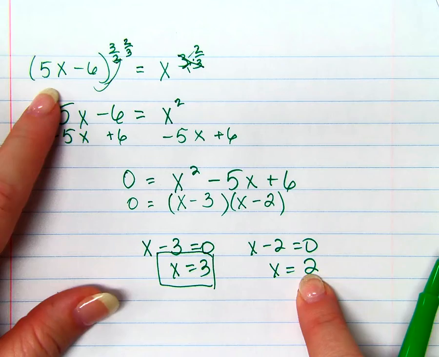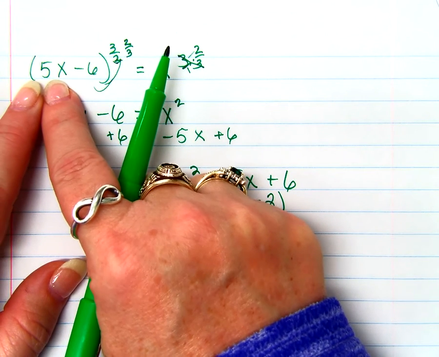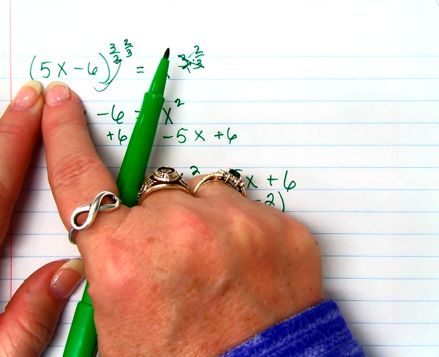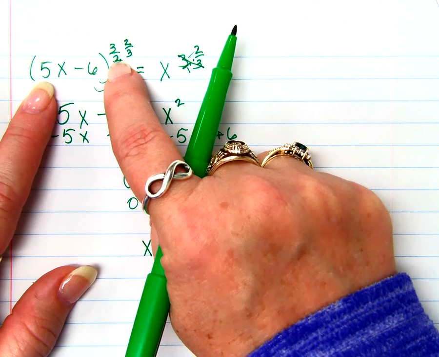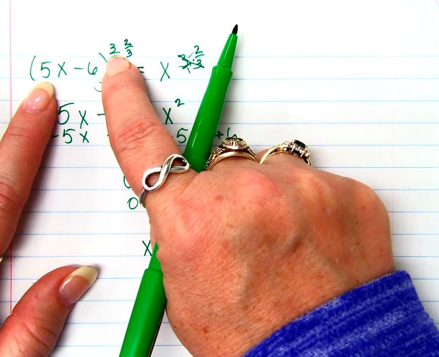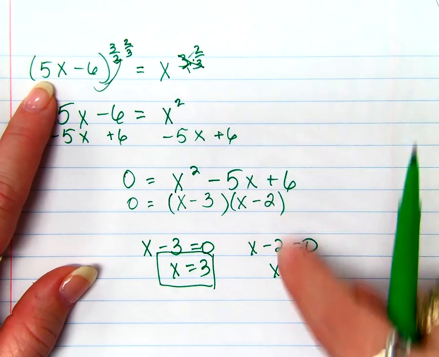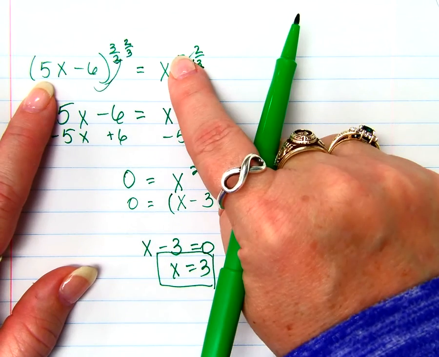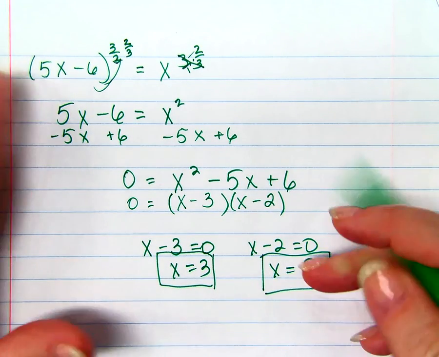Okay. What about 2? Let's check and see. Okay, let's try it. 5 times 2. 10 minus 6. 4. Square root of 4 to the third power is 8. What is 2 to the third power? 8. Does 8 equal 8? Yes, then this one also works.